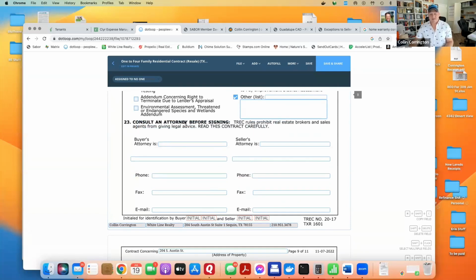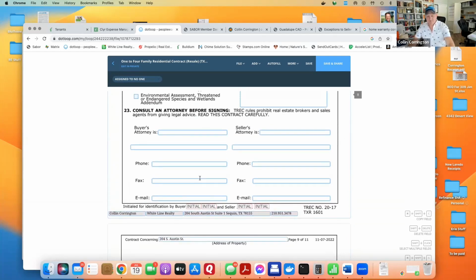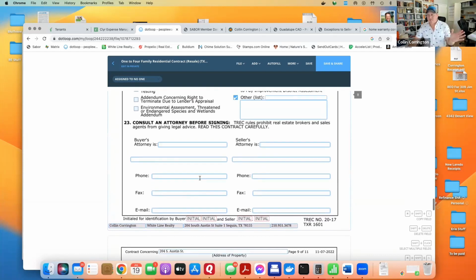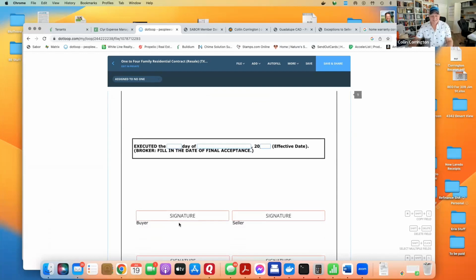Again, this is the CYA. Consult your attorney. If somebody says, hey, I have an attorney that needs to read everything, put it in here. To be honest with you, I don't think I've ever filled that out. It's a good idea, but I've never done it because none of my clients have attorneys. And by the way, if they want an attorney, can you tell them no? If they want an attorney, you have to say, sure, what's his name and number? It's going to slow you down and piss you off, but just go with it.